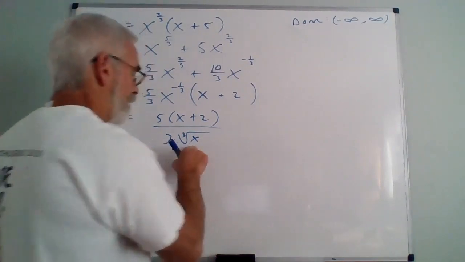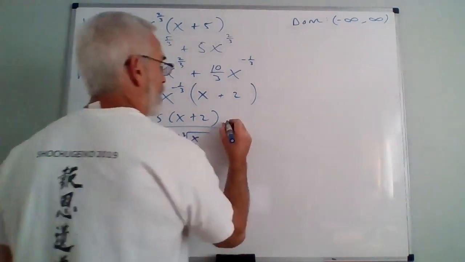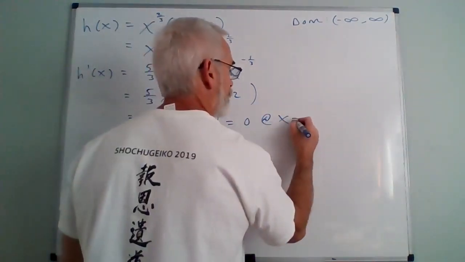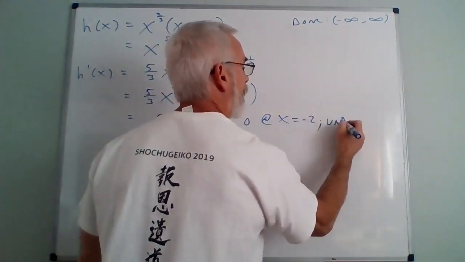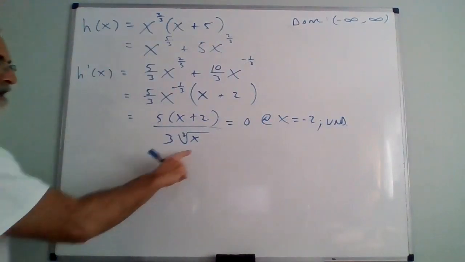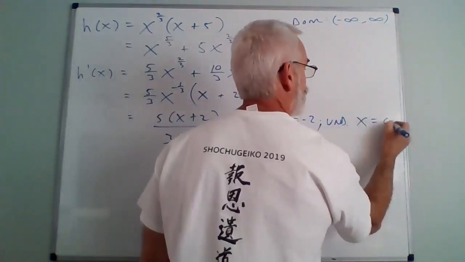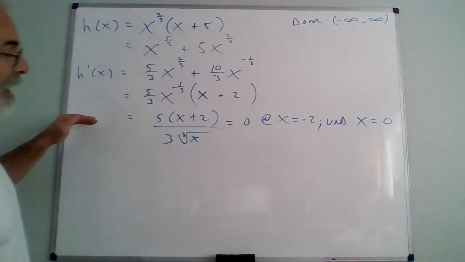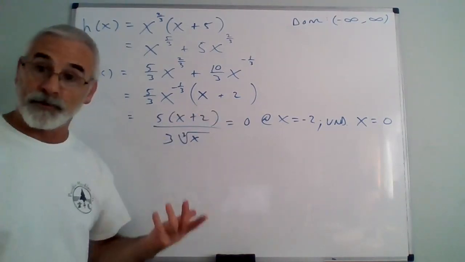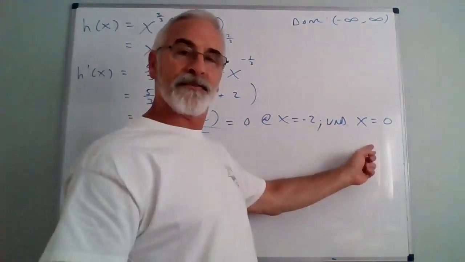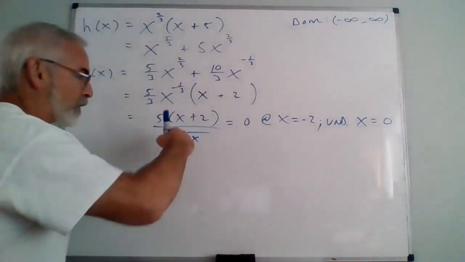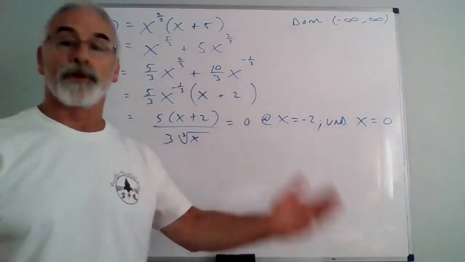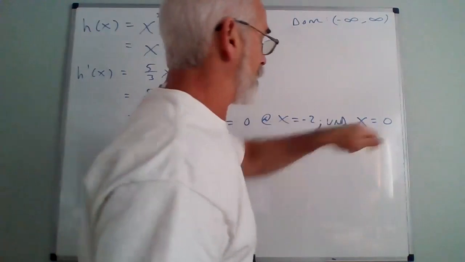Now, 0 in the denominator would definitely be a problem. This will equal 0 when x is negative 2. And this is undefined, I'll abbreviate that because I won't have enough room, when x is 0. I have two critical values. X equal negative 2 is a critical value, and it's the happy one. I have a horizontal tangent there because my derivative equaled 0. This is the evil kind, which makes it kind of fun, because the derivative does not exist at 0, but 0 is in the domain. So that's the other kind of critical number. So these are my critical numbers.